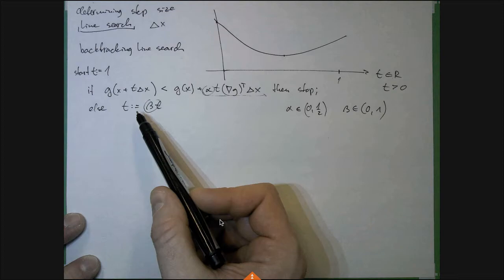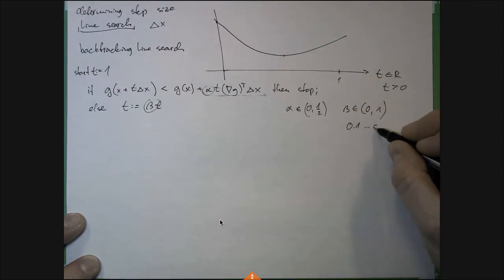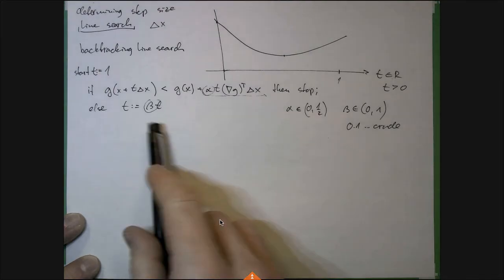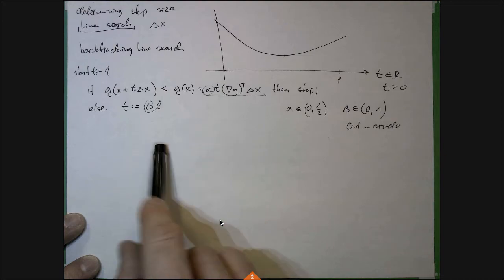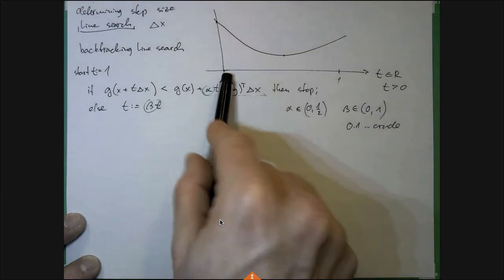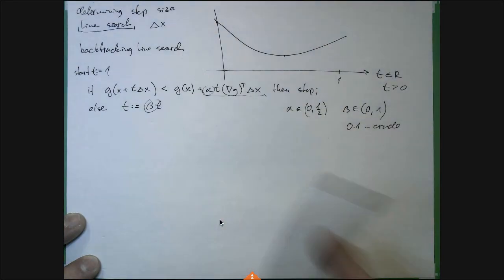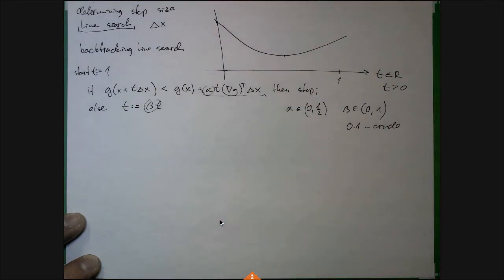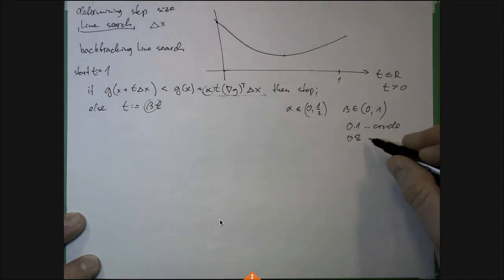The typical values of beta that people use could be like 0.1, which would correspond to a pretty crude search, right? Because that means you try 1, you try 0.1, you try 0.01, 0.001. Very quickly you get to very small numbers, and somewhere you better reduce your objective. If you want to do less crude, you could do like 0.8.